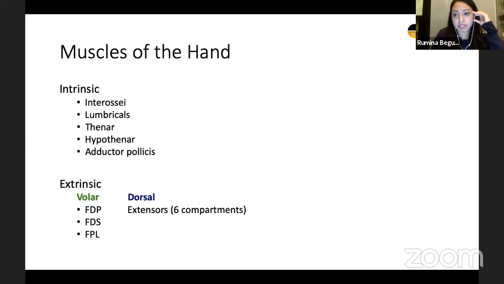We'll be paying particular attention to the volar tendons of the hand, and the dorsal is not so much covered in this topic. The intrinsics, again, can be subdivided into the deep muscles, the interossei, lumbricals, the thenar, hypothenar, and adductor pollicis, which doesn't really fall into any of the above groups.